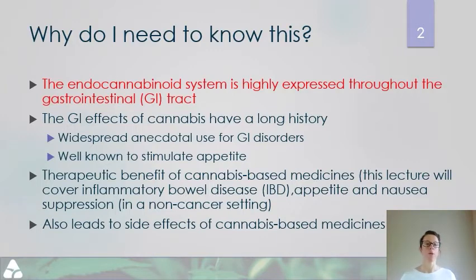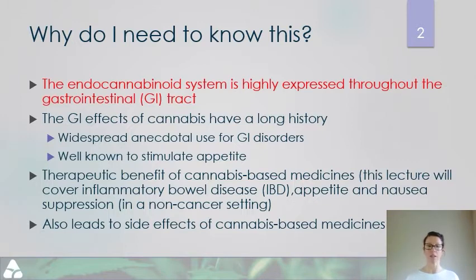And it's also important to remember that gastrointestinal side effects are one of the main side effects that are known to occur with cannabis-based medicines. And this really relates back to my first point, that the endocannabinoid system is very highly expressed throughout the gastrointestinal tract. So clearly there will be both benefits and also negative impacts on the GI tract.